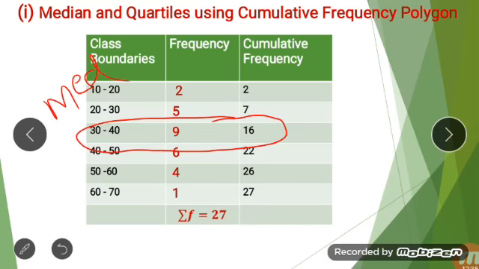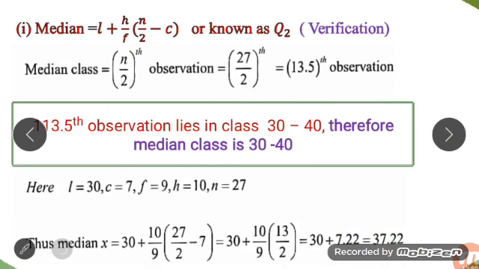Against each upper class boundary, what is the cumulative frequency? It's like the less than cumulative frequency. Less than 10, we don't have any value, so it will be 0. Less than 20, the cumulative frequency is 2. Less than 30, it is 7. Less than 40, it is 16. Less than 50, it is 22. Less than 60, it is 26. And less than 70, it is 27.